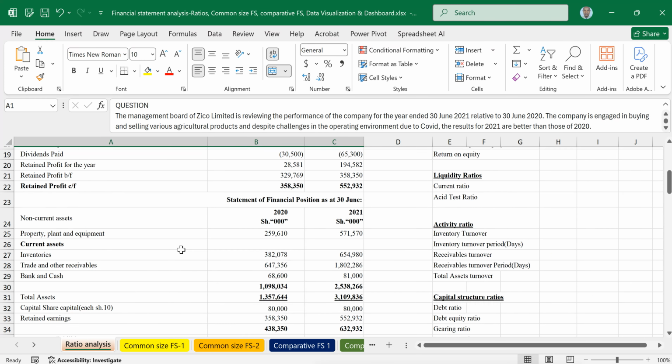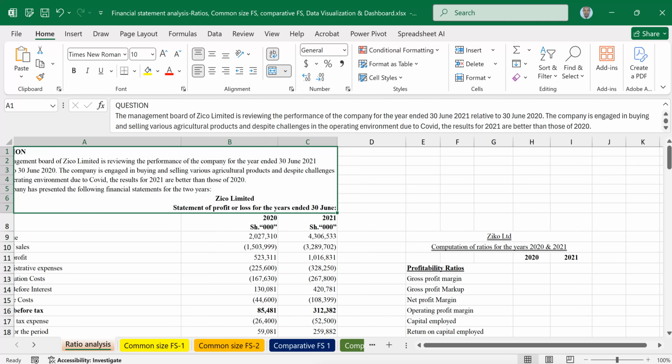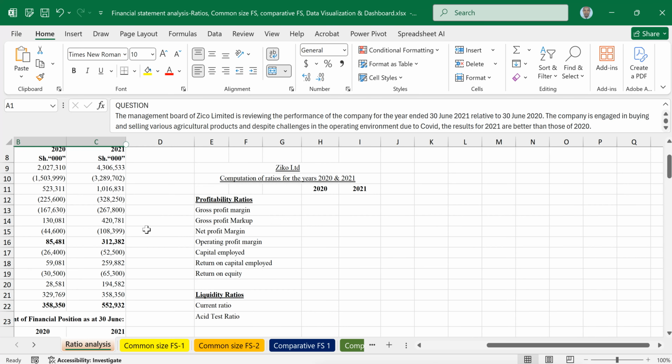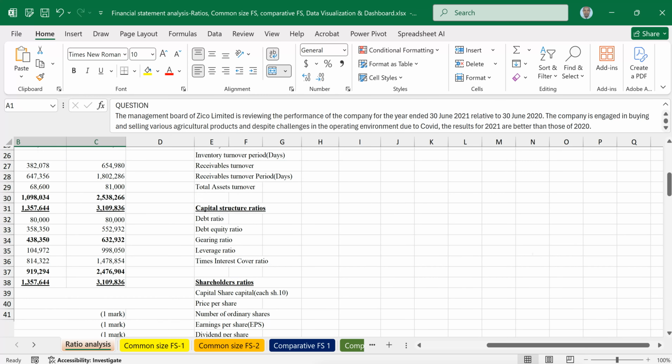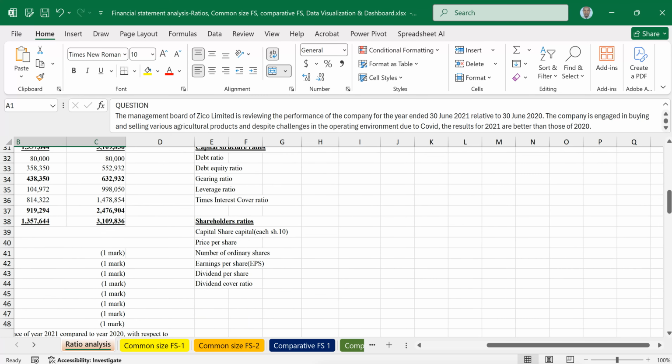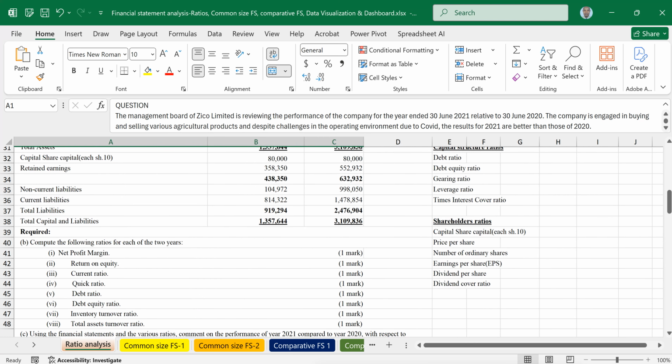Now we have prepared here already a summary of what we want to cover. In this case, we'll be covering much more than what was asked. As we cover profitability, liquidity, activity, capital structure, and shareholders ratios, then we'll be covering everything that has been asked in the required part here. So we'll be answering more than what was required.